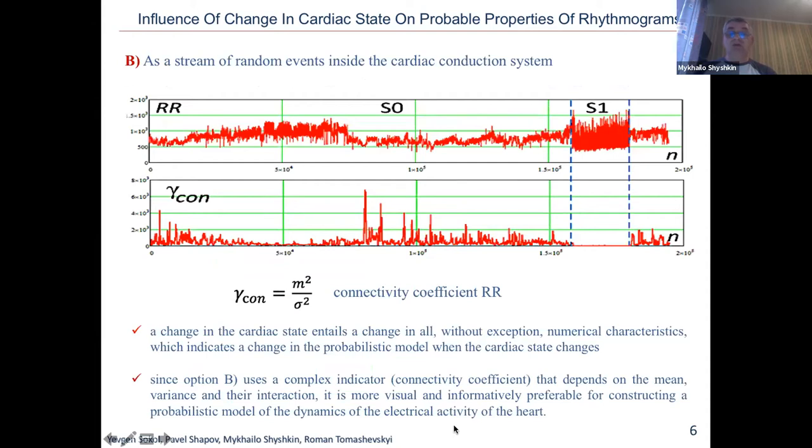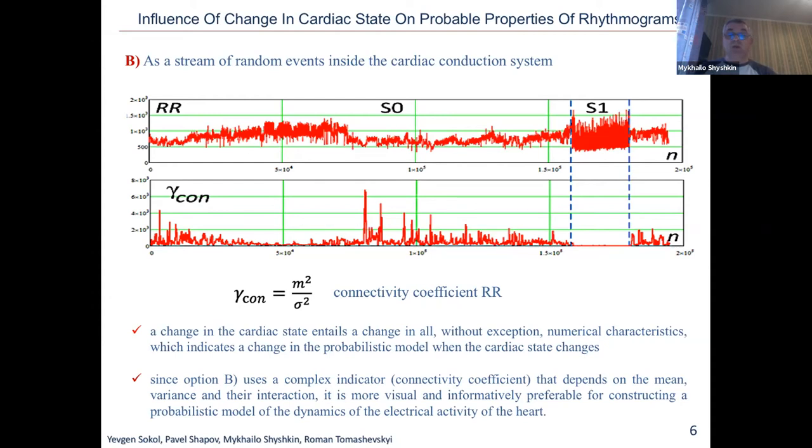When using the discrete model, on page 6, it's convenient to study an informative parameter about changes in the properties of the stream of random events: the connectivity coefficient. It equals the ratio of the square of the mean value to the variance of the RR interval in the sliding observation window. Here we can see the dependence of the connectivity coefficient of the RR interval for two alternative cardiac states. S0 is normal rhythm, and S1 is the case when atrial fibrillation onset occurs.